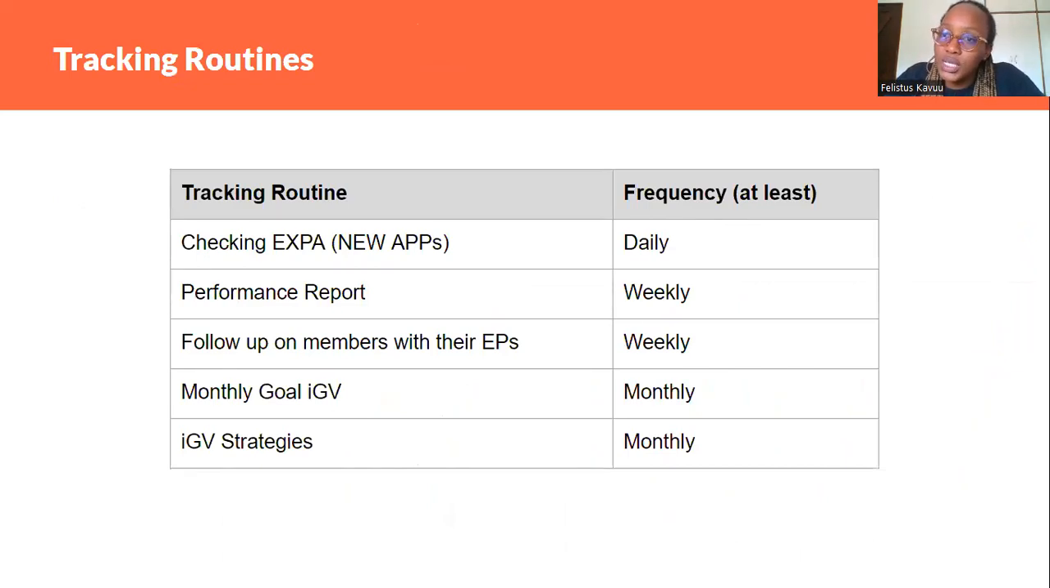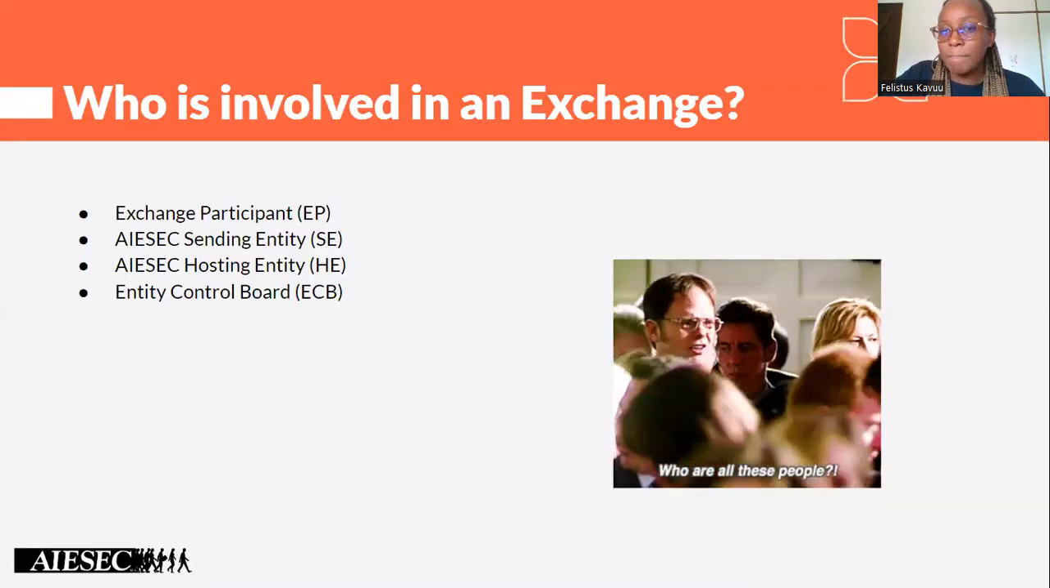So what are the tracking routines with your VP IGV? You need to ensure that they're checking expert daily. You need to check with them on their performance report during the EB meetings on a weekly basis, and follow up on members with their EPs, also weekly. Monthly goal for IGV, check them on a monthly basis during your monthly reporting. And then the IGV strategies that they defined during planning, also check on a monthly basis.